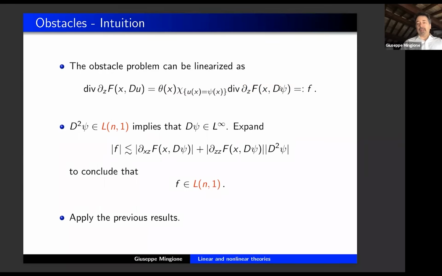But if you know that the obstacle has second derivatives, you can expand this, and you can write exactly as a right-hand side in Ln1. And this is a general theory, and the proofs are very long, but I'm not going to talk about that. Okay, thanks for your attention, and sorry for taking longer time. Thank you.